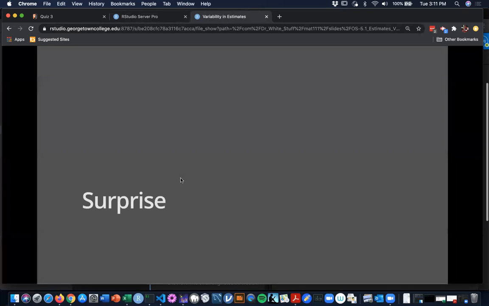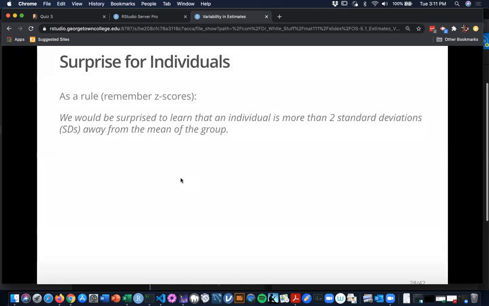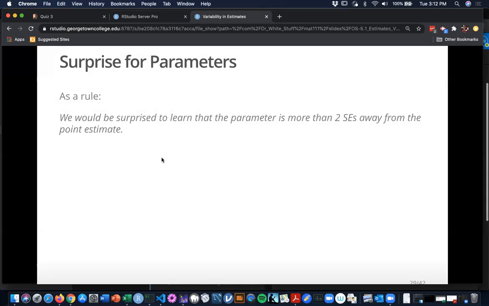So, given that the parameter ought to be roughly your estimate, give or take a standard error or so, a concept of surprise is possible. Do you remember z-scores? I hope so, because you turned in a DA 4.1 that included them. A z-score was value minus the mean for the group divided by the standard deviation for the group. You would be surprised to learn that somebody's more than 2 standard deviations away from the mean for their group. Well, there's something similar for parameters and point estimates.